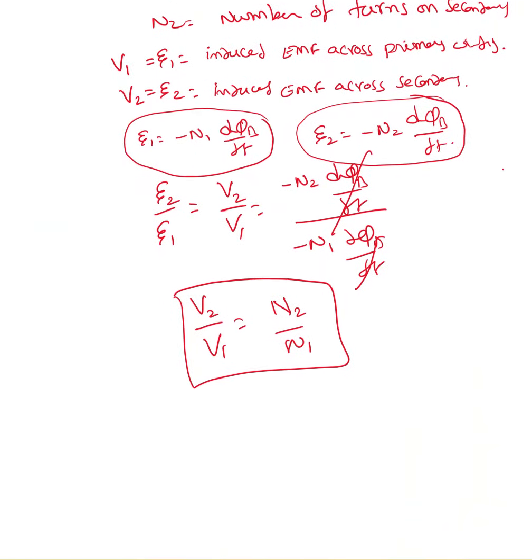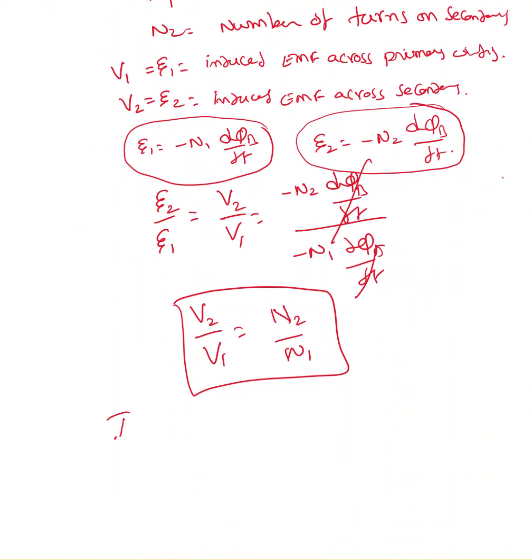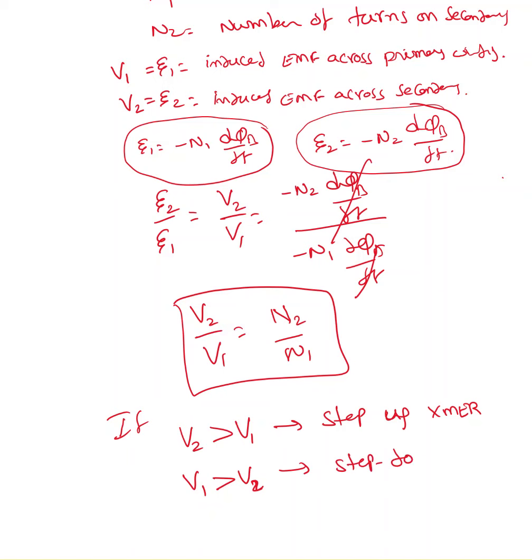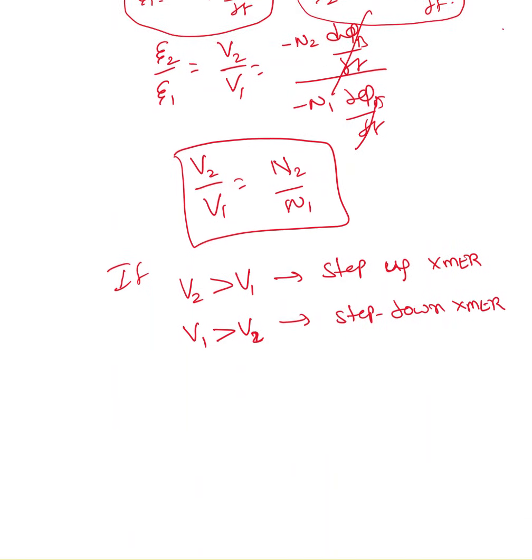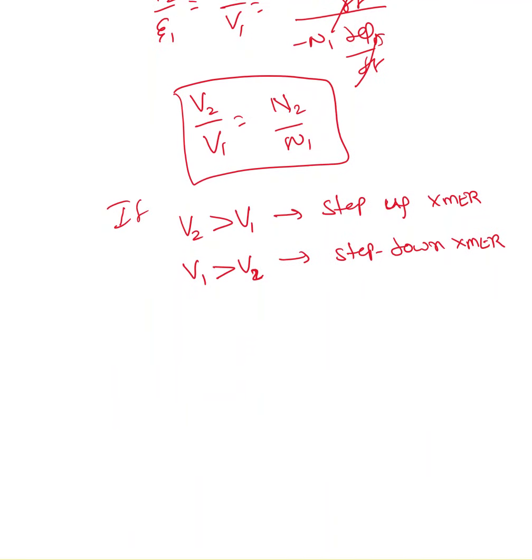Now if V2 is larger than V1, we call that a step up transformer. And if V1 is greater than V2, then that is called a step down transformer. So we have two types of transformers: one is the step up transformer, another one is the step down transformer.